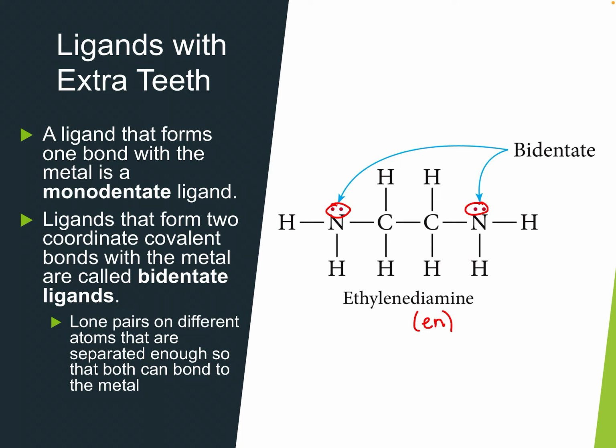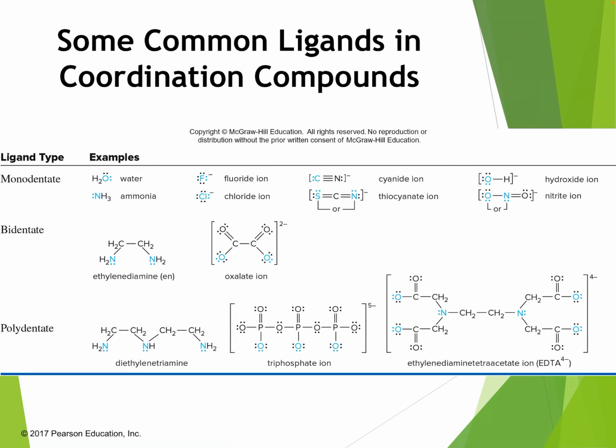Again, they always have to be on separate atoms. And usually these atoms, like these 2 nitrogens, see how they're not right next to each other? Oftentimes they'll be 2 atoms apart like we see here, or they may even be 3 atoms apart, but they can't typically be right next to each other because the bonds can't really reach around to coordinate to the metal atom.